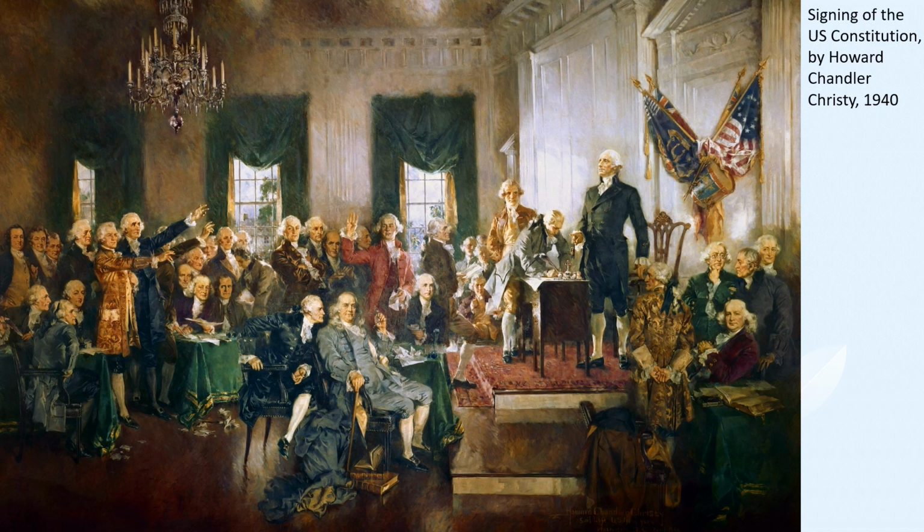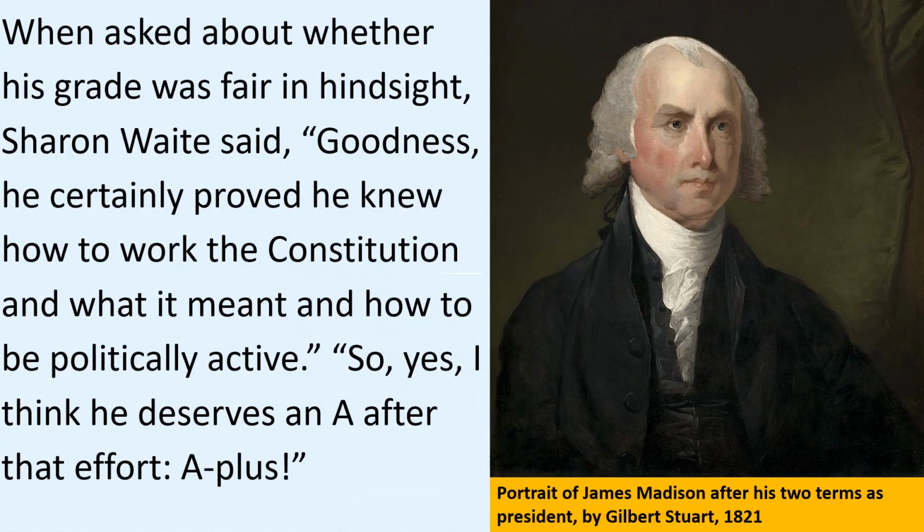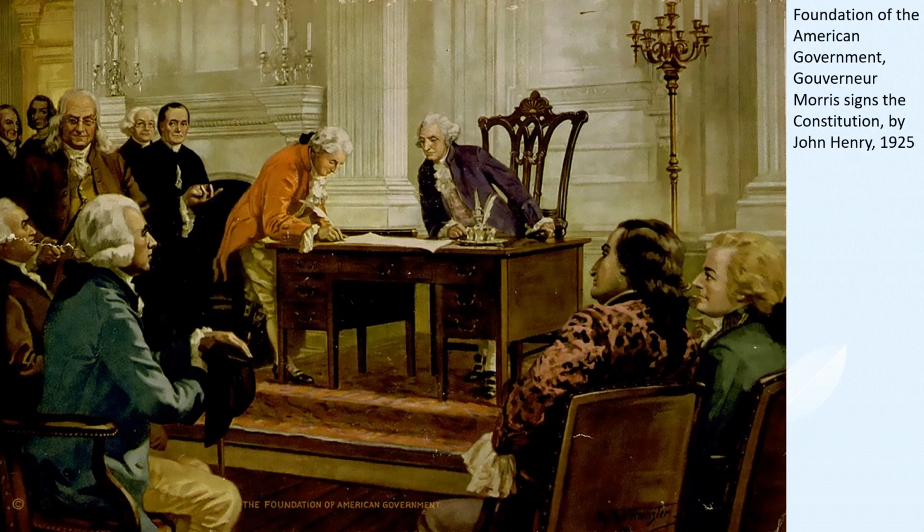Now, in 2016, Professor Zach Elkins at the University of Texas became interested in this recent history, tracking down Sharon Waite, who left academia about a decade after Gregory was a student to work on her parents' citrus farm. When asked whether his grade was fair in hindsight, Sharon Waite said, "Goodness, he certainly proved he knew how to work the Constitution and what it meant and how to be politically active. So, yes, I think he deserves an A after that effort. A+." So Elkins and Waite submitted a grade change form to change Gregory's class grade to an A+.